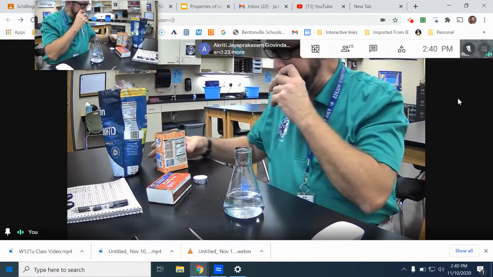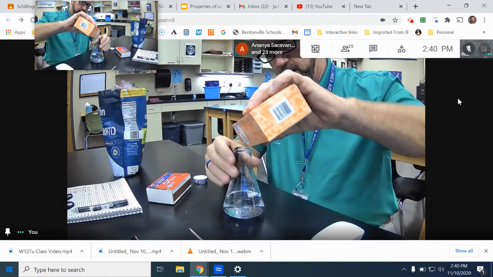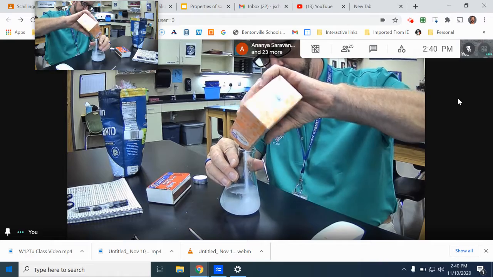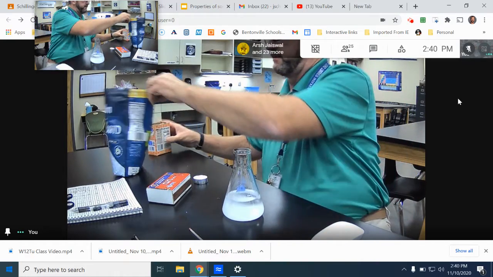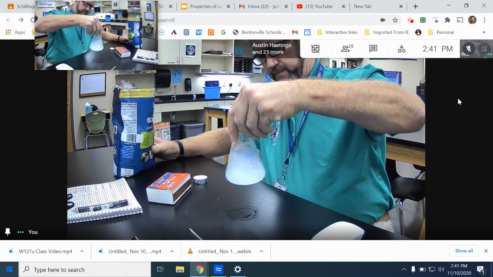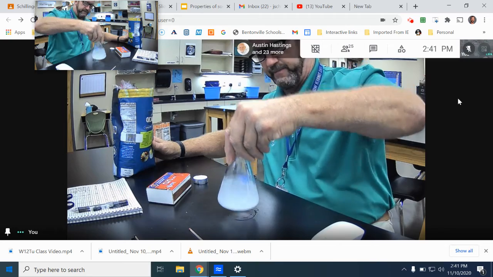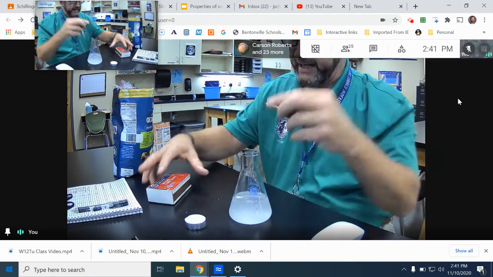Okay, so I have a beaker right here. I'm going to put in some baking soda. Mix it up a little bit. Stir, stir, stir. I'm gonna light a candle.